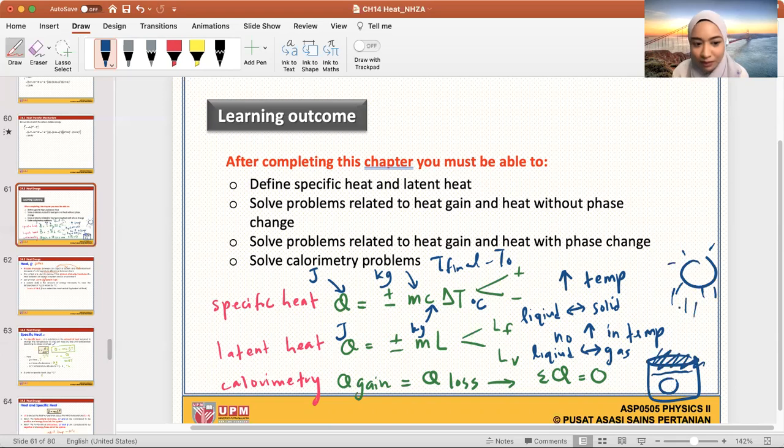Isyap nak goreng telur lagi ke hari ni? Terlupa mute lagi. Main jangan ambil hati.